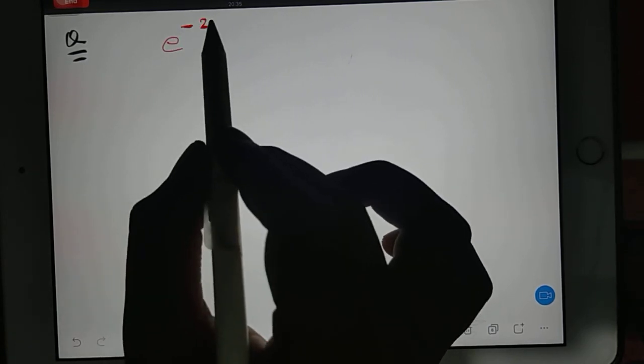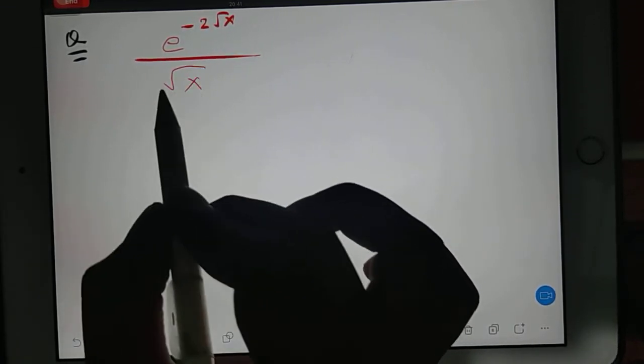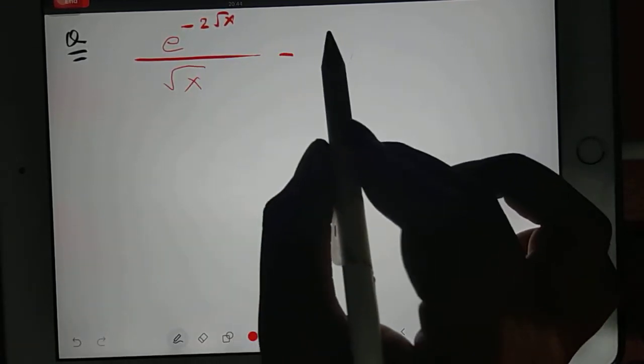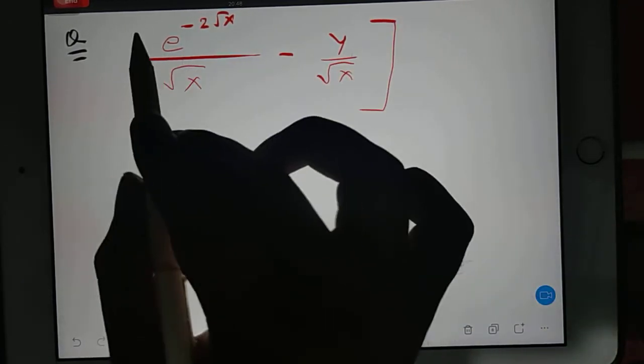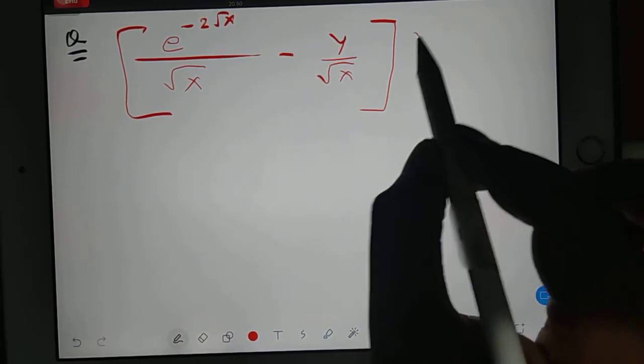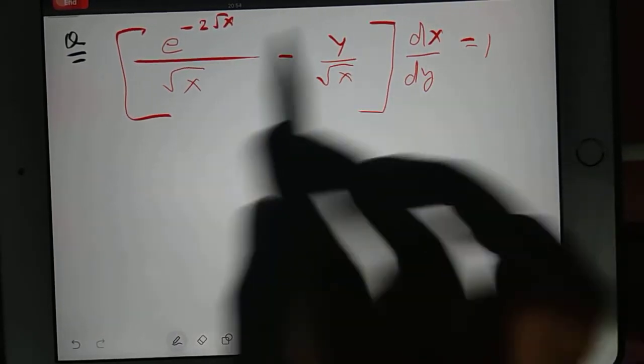e power minus 2 root x, everything in the power of e, okay? Whole divided by root x, minus y by root x. Put this entire thing in a big bracket. Then dx by dy, opposite, you have to write is equal to 1.